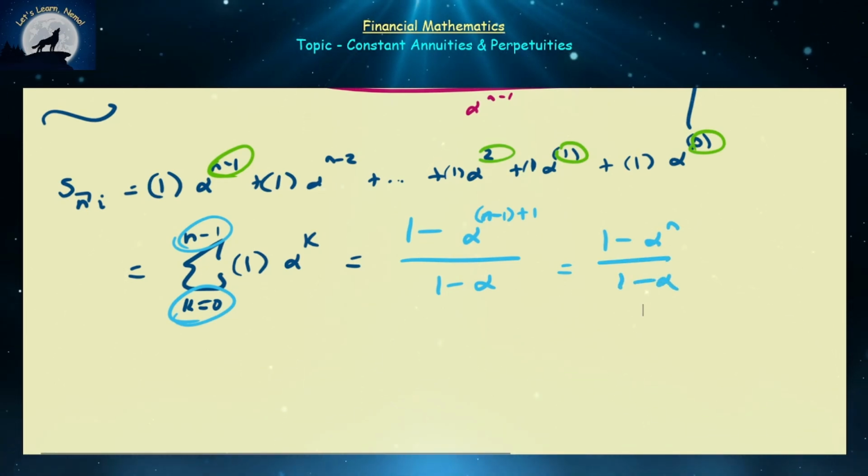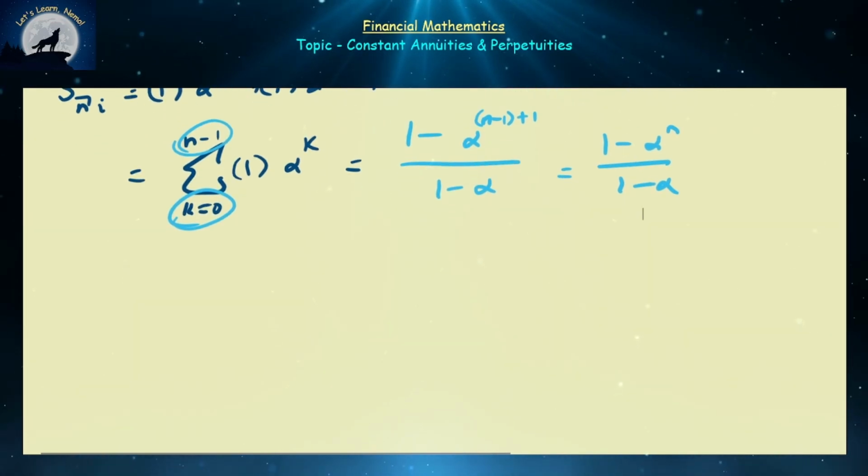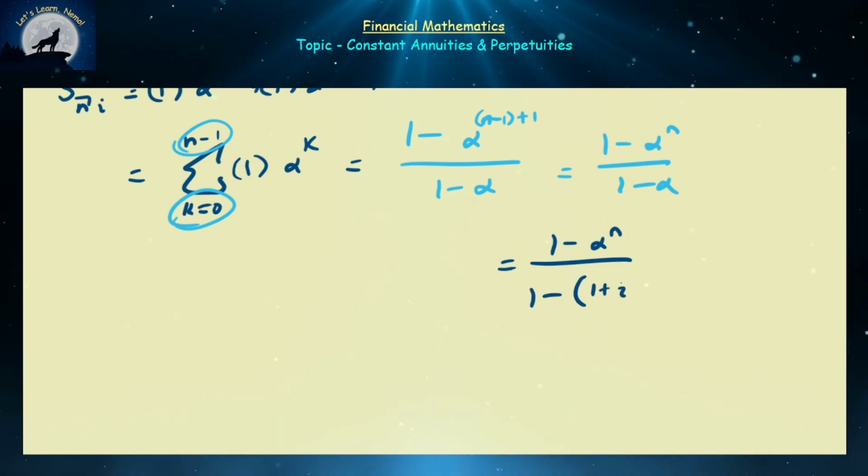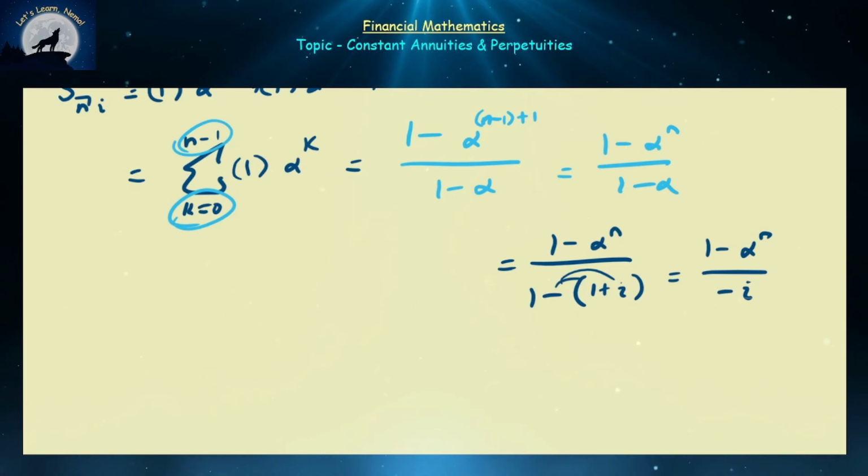Right? So we can actually make this a little bit nicer. We can write this instead, because alpha is just 1 plus i, so this is equal to 1 minus alpha to the n all over 1 minus 1 plus i. And notice that those 1s cancel and that negative distributes to the i. So it's just going to be 1 minus alpha to the n all over minus i. That negative is really easy to forget if it's just sort of hanging by itself. So what we can do is multiply top and bottom of this expression by negative 1 to get rid of that negative on the bottom.